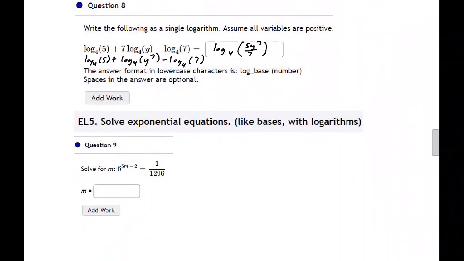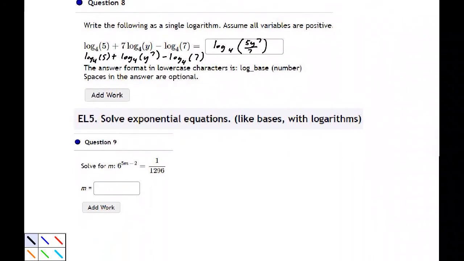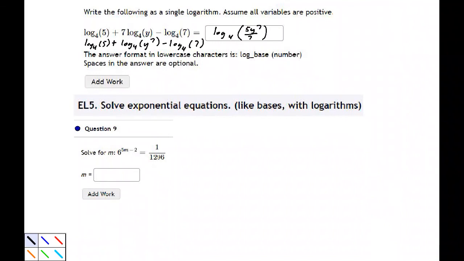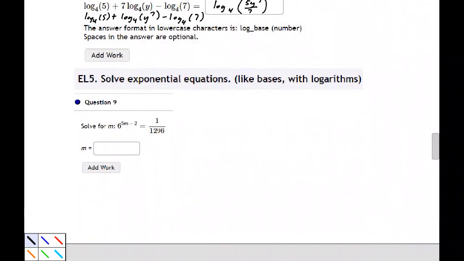All right, EL4 or EL5. This, as an objective, says solve exponential equations. Now, there's a hint here, even in the instructions. It says we're going to solve exponential equations with like bases and with logarithms. The first question will definitely use like bases. The second equation will definitely use logarithms. Keep that in mind.